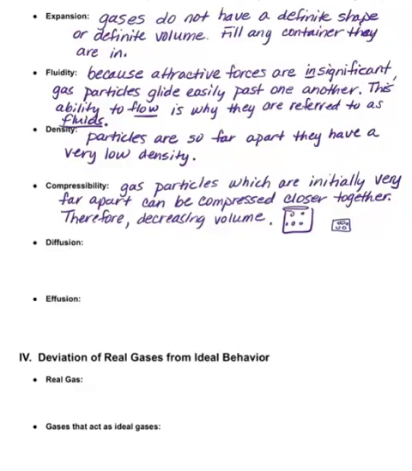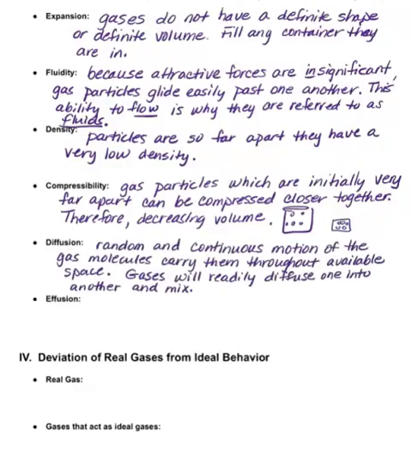We call that diffusion. The random and continuous motion of the gas molecules carries them throughout available space, and gases will readily diffuse into one another and mix. That would be like the perfume into the air. That is two gases mixing, because of the random motion that we have.